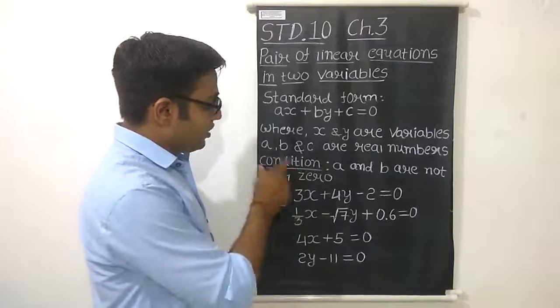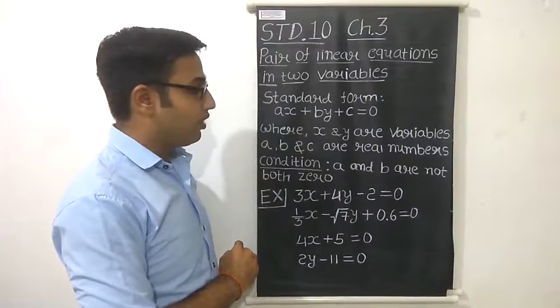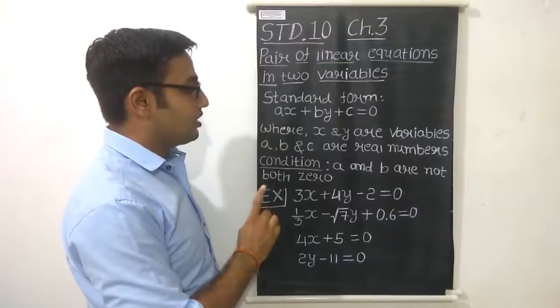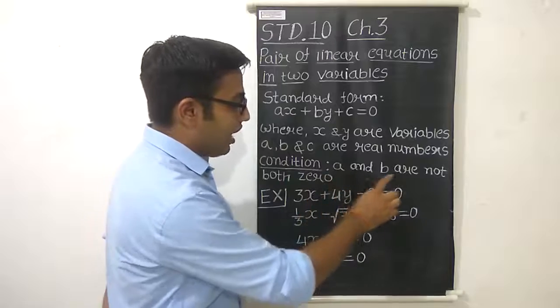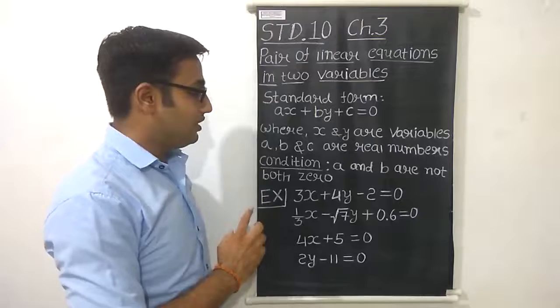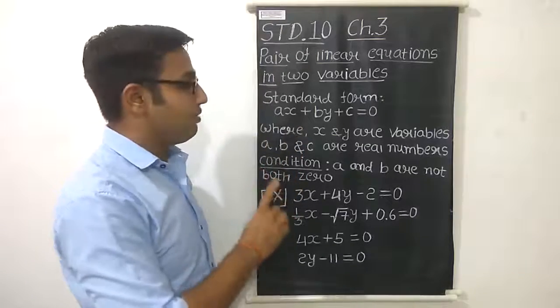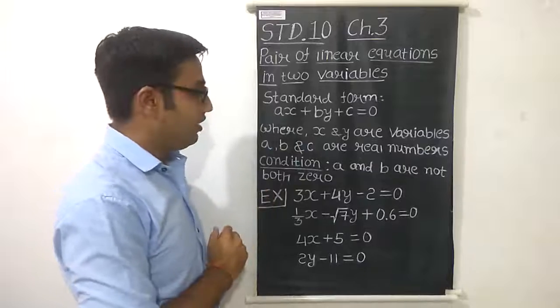Here one condition is there to have a linear equation in two variables. So what is the condition? The condition is that a and b are not both 0. That means at the same time a and b should not be equal to 0, right?